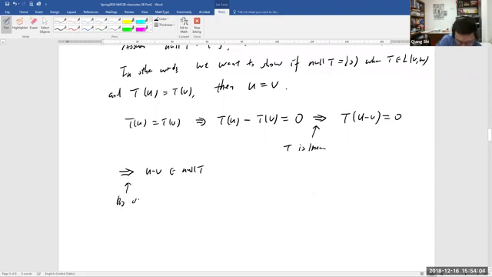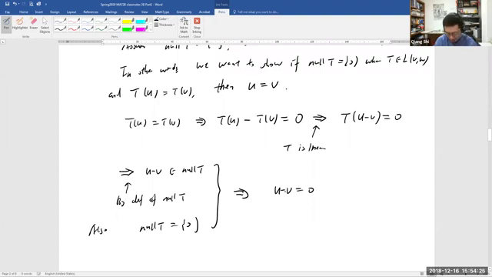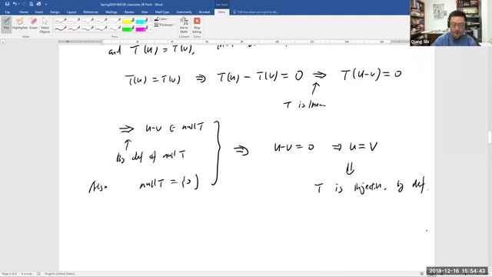This is by the definition of null T. So you have T of something equal to 0, so it's in the null space. And also, we know null T only contains the 0 element. So this implies u minus v equal to 0, and then this implies u is equal to v, and then this implies T is injective, by the definition of injective. Okay, so therefore we proved this is an if and only if statement.